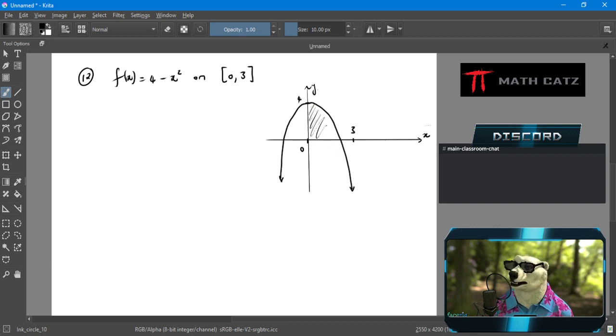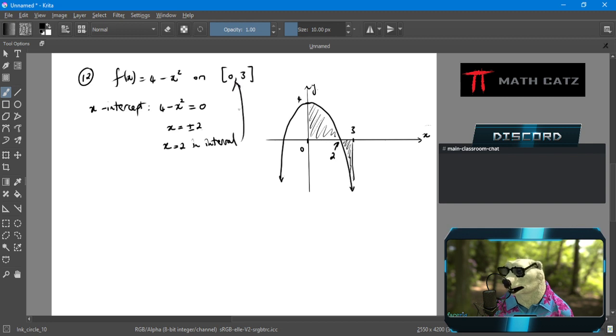And I see that I have some parts of the area above and some parts of the area below. So I need to find the x-intercept, whether I graphed it and can see that this is happening or not. That is setting y equal to 0, solving for x, I get x equal to plus minus 2. So that means this guy is sitting in my interval. x equal to 2 is in the interval that they give me. I don't care about those that are not in the interval. That's completely irrelevant to me to calculate this area.